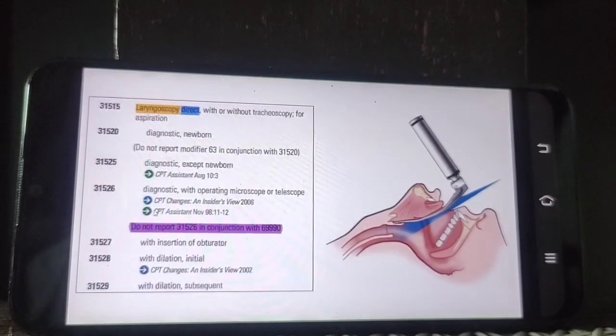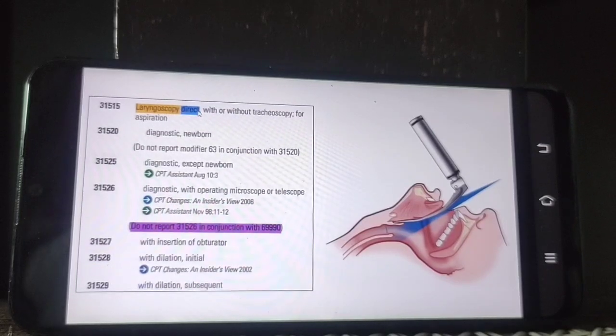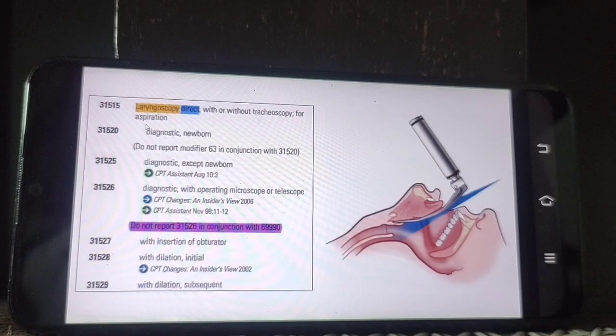Then the same, this is a scopy of laryngoscopy, direct. What is the reason? Aspiration. Aspiration means suction, to suck the fluid. For aspiration, 515. For a direct laryngoscopy diagnostic, newborn, 520. What is the period of newborn? 0 to 28 days. So from birth through the following 28 days, baby only, we can apply the code 520.